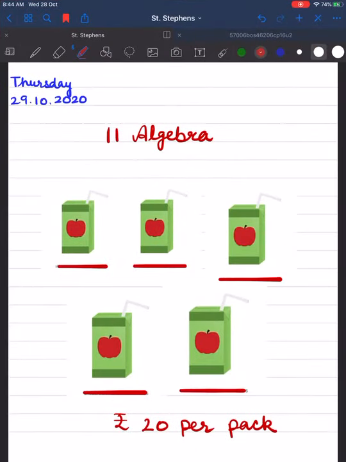Children, today we are going to begin Chapter 11, Algebra. We use algebra quite frequently in our everyday life and without even realizing it.